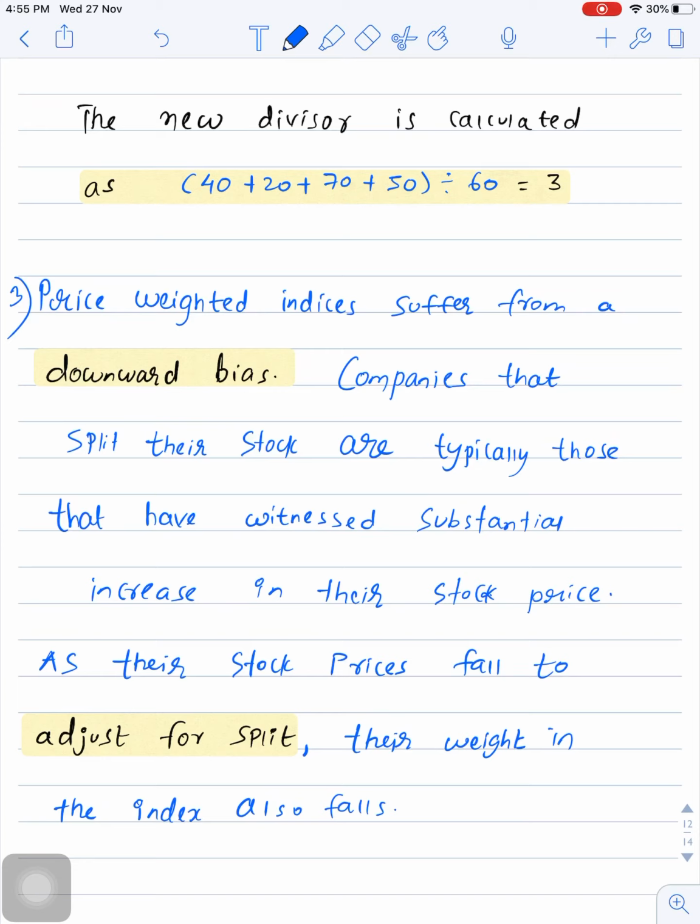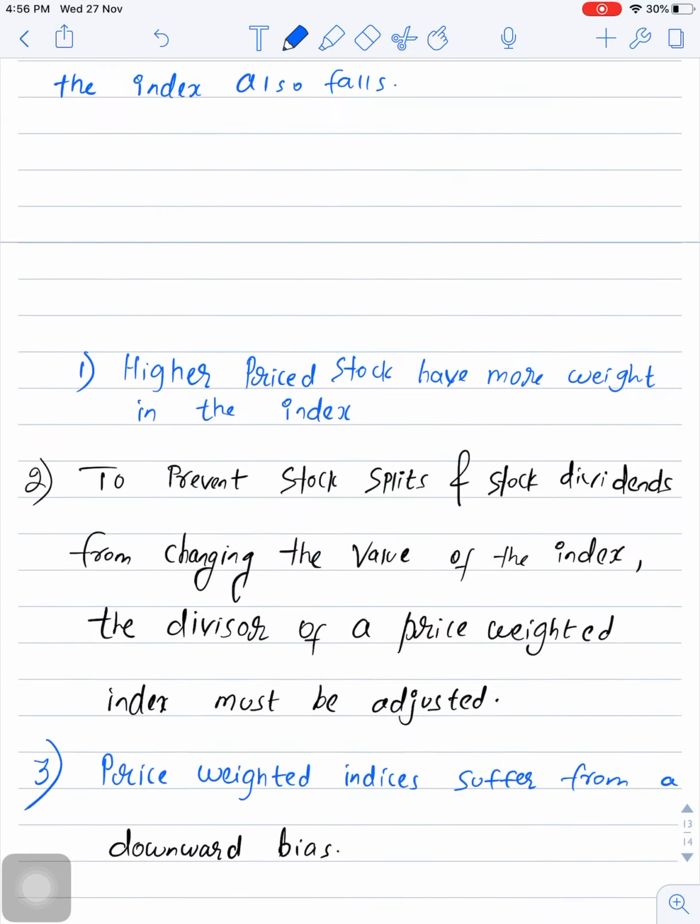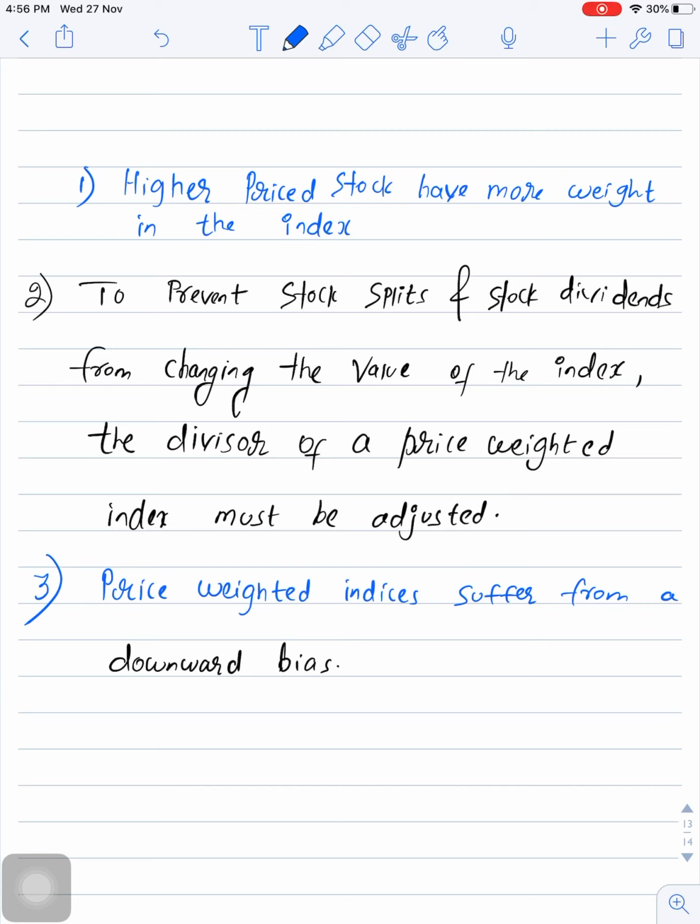Another issue in price weighted index is price weighted indices suffer from downward bias. Companies that split their stock are typically those that have witnessed substantial increase in their stock prices. As their stock prices fall, to adjust for split, their weight in the index also fall. So these are the 3 different issues in price weighted index. From your exam point of view, these 3 points are highly testable.